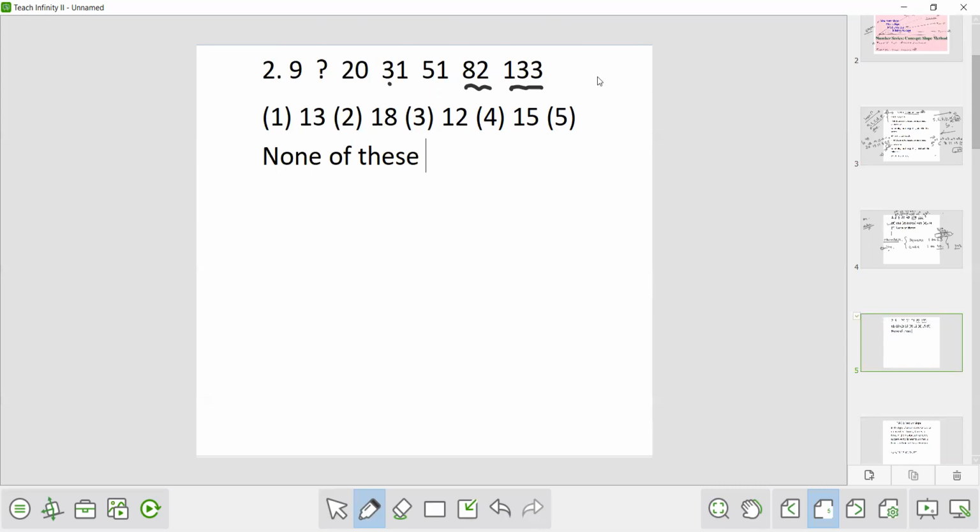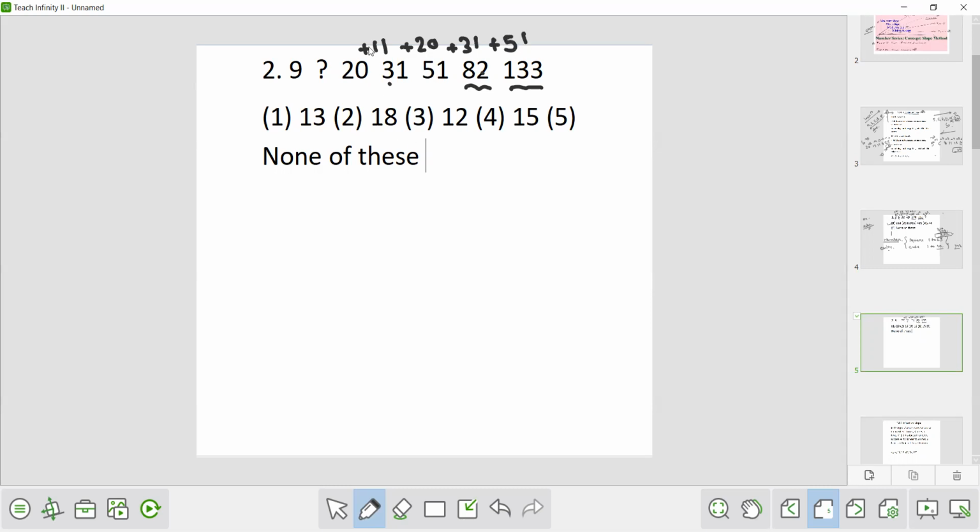So again we will check whether it is in increasing order or decreasing order. We see that it is in increasing order, so something must be getting added. So we will start writing. We don't know how we reached from 9 to the missing number and then 20, but we know how we reached 31: we added 11. Then from 31 to 51 we added 20. Then from 51 to 82 we added 31. Then from 82 to 133 we added 51.